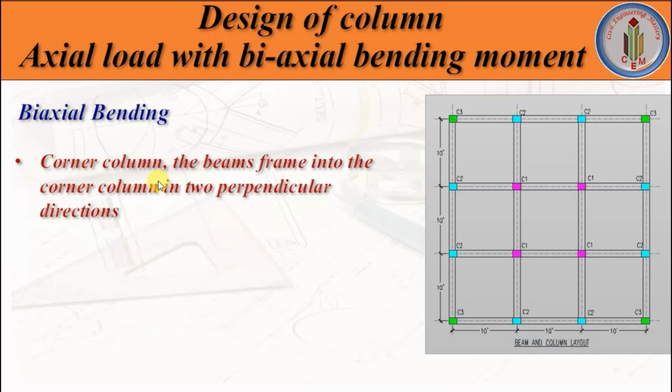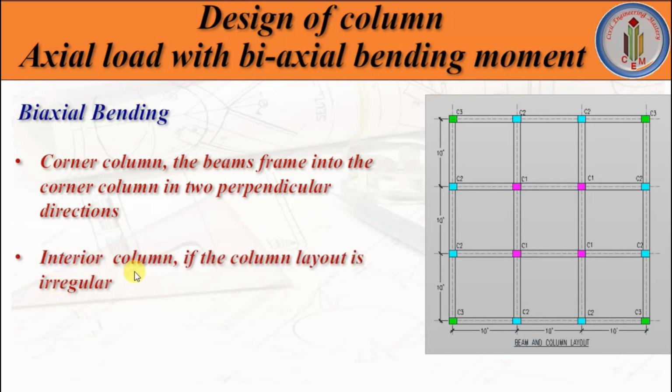Usually corner columns, that means where the beams frame into the corner column in two perpendicular directions. You can see here, this is the corner column. So here the beams are framed into the column in two perpendicular directions. So this column we need to design for biaxial bending moment. All the corner columns we need to design for biaxial bending moment.